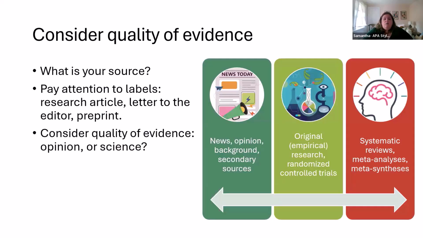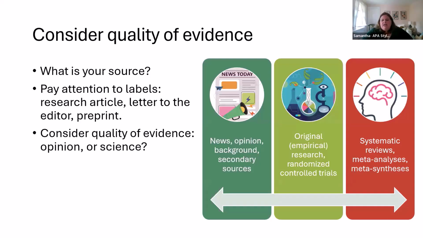Regardless of what your source is, it's important to think about what the quality of the evidence is. So pay attention to the labels that are going to be associated with your journal article. It might say something like research article, letter to the editor, or preprint. And think about, is this opinion or is this science?